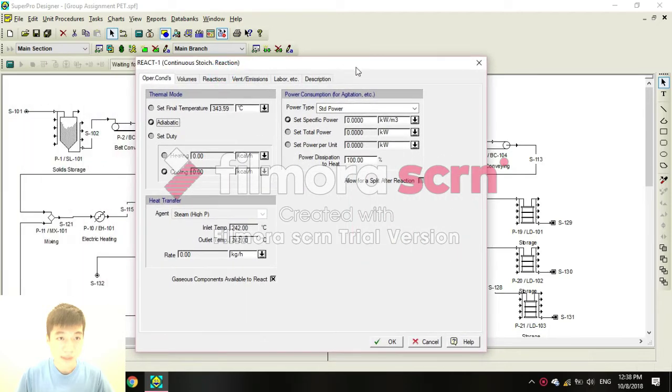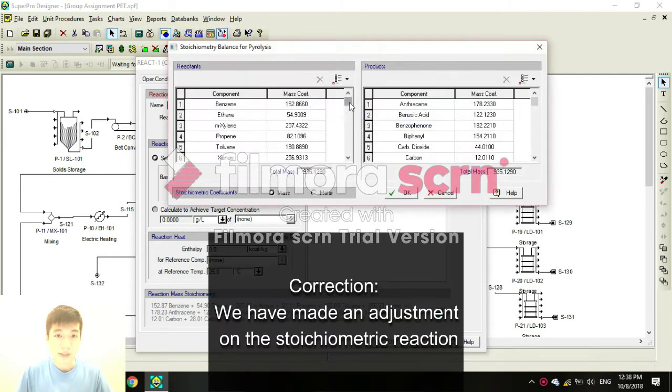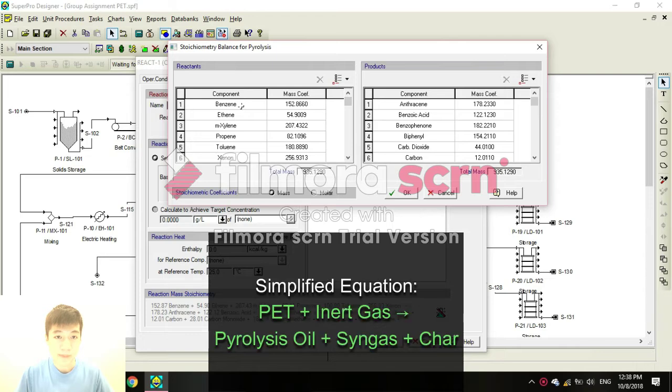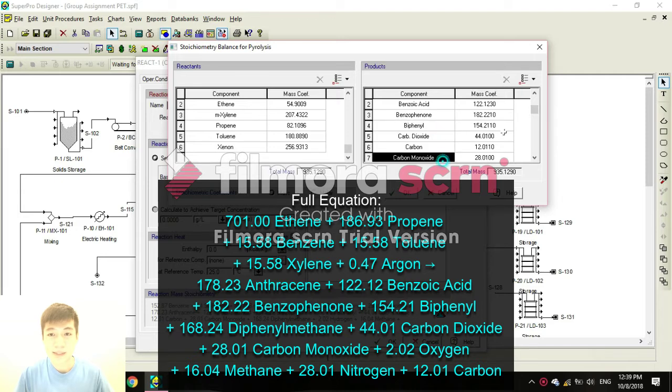And in this pyrolysis reactor, we need to set the extent to be 90% and to key in the stoichiometric reaction, in which the reactant consists of PET and also the inert, which is the benzene, ethene, xylene, propane, toluene, and xenon for the reactant. While for the product, we will be getting syngas, pyrolysis oil, as well as the char, which is anthracene, benzoic acid, benzophenone, biphenyl, carbon dioxide, carbon monoxide, diphenylmethane, hydrogen, methane, and as well as nitrogen.